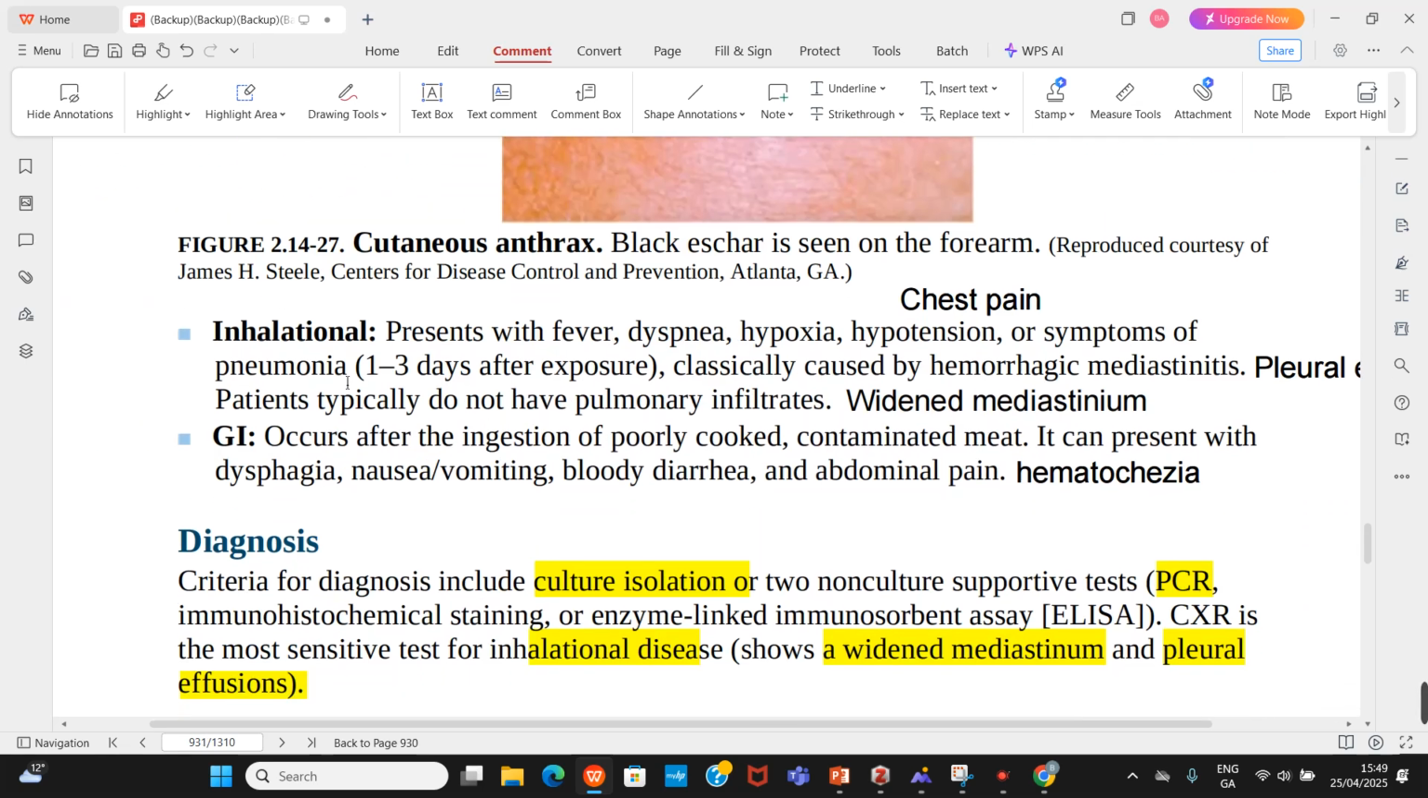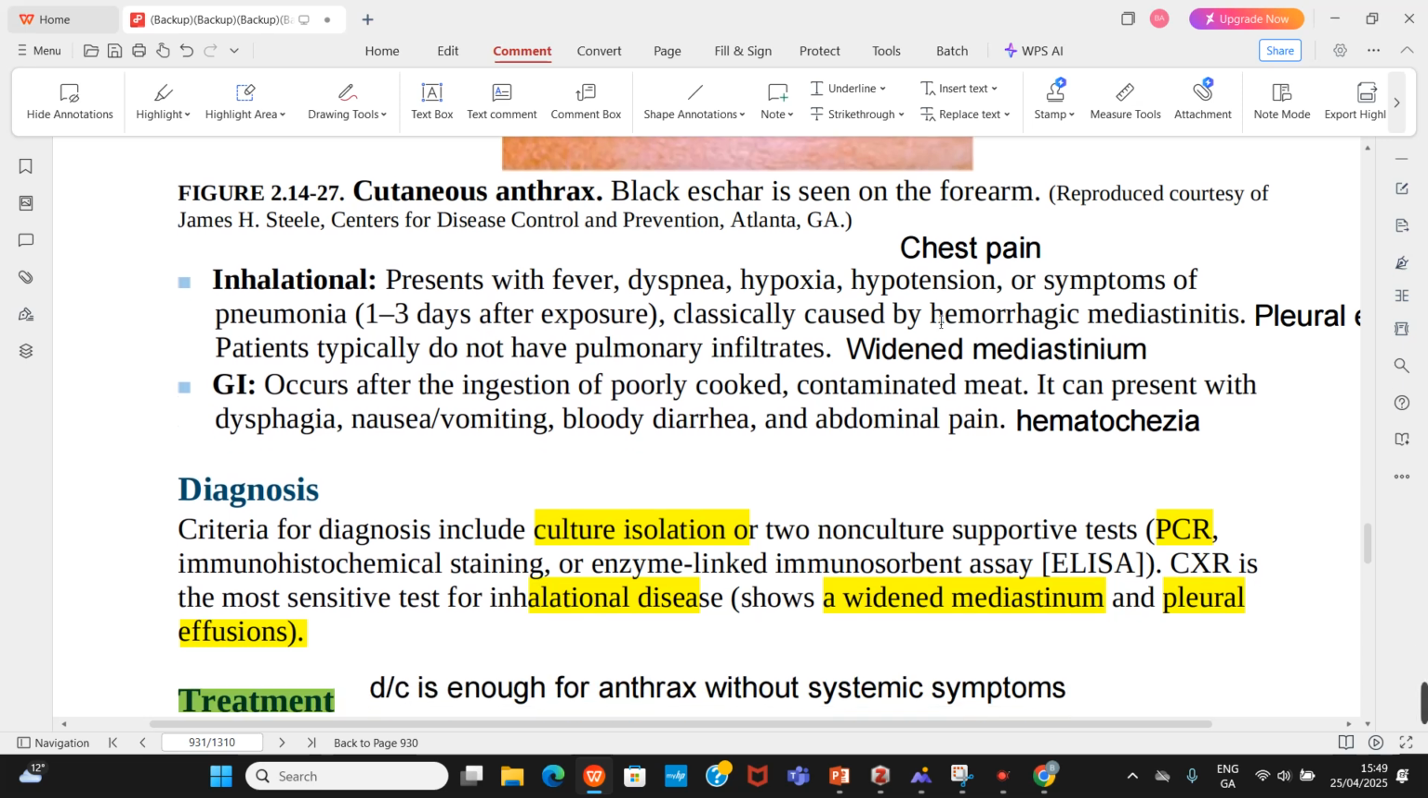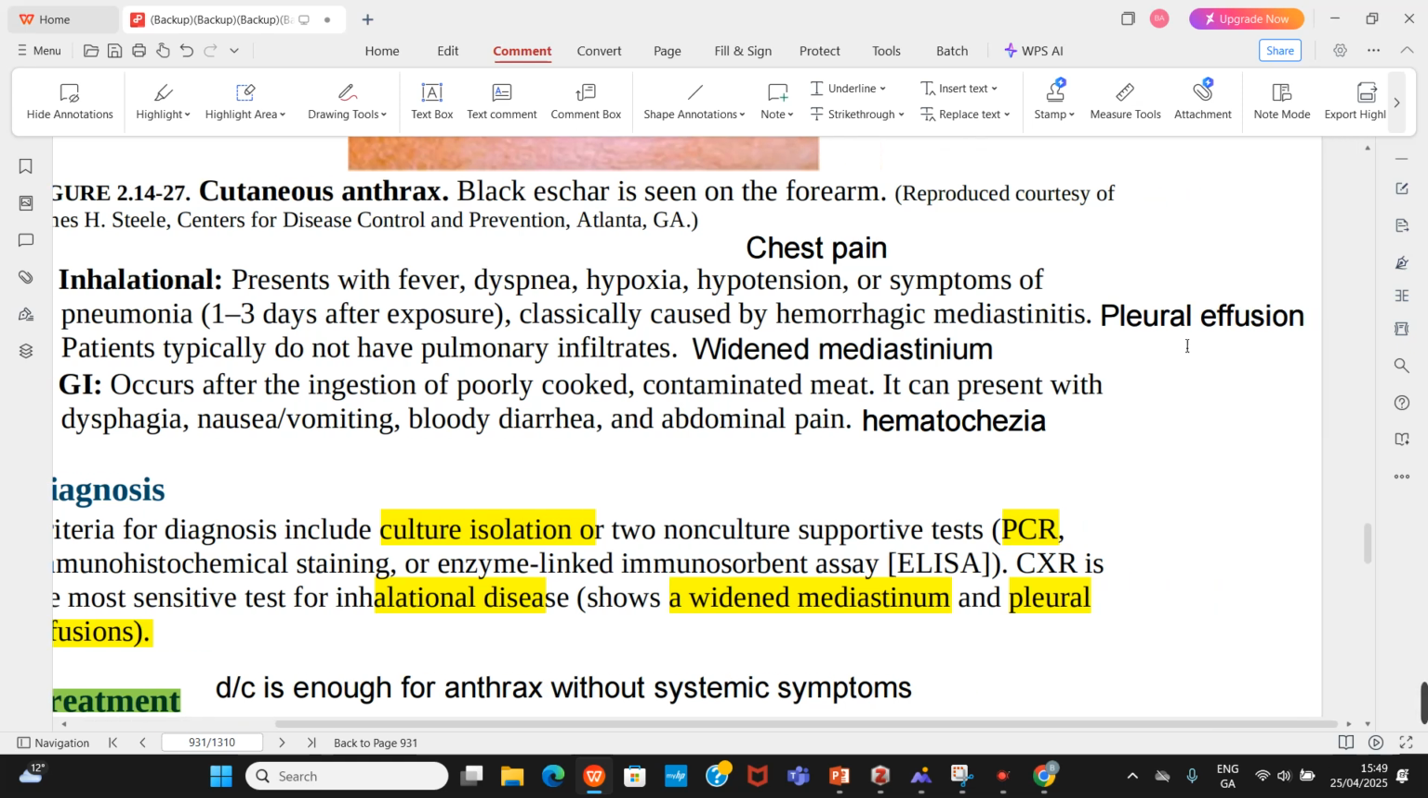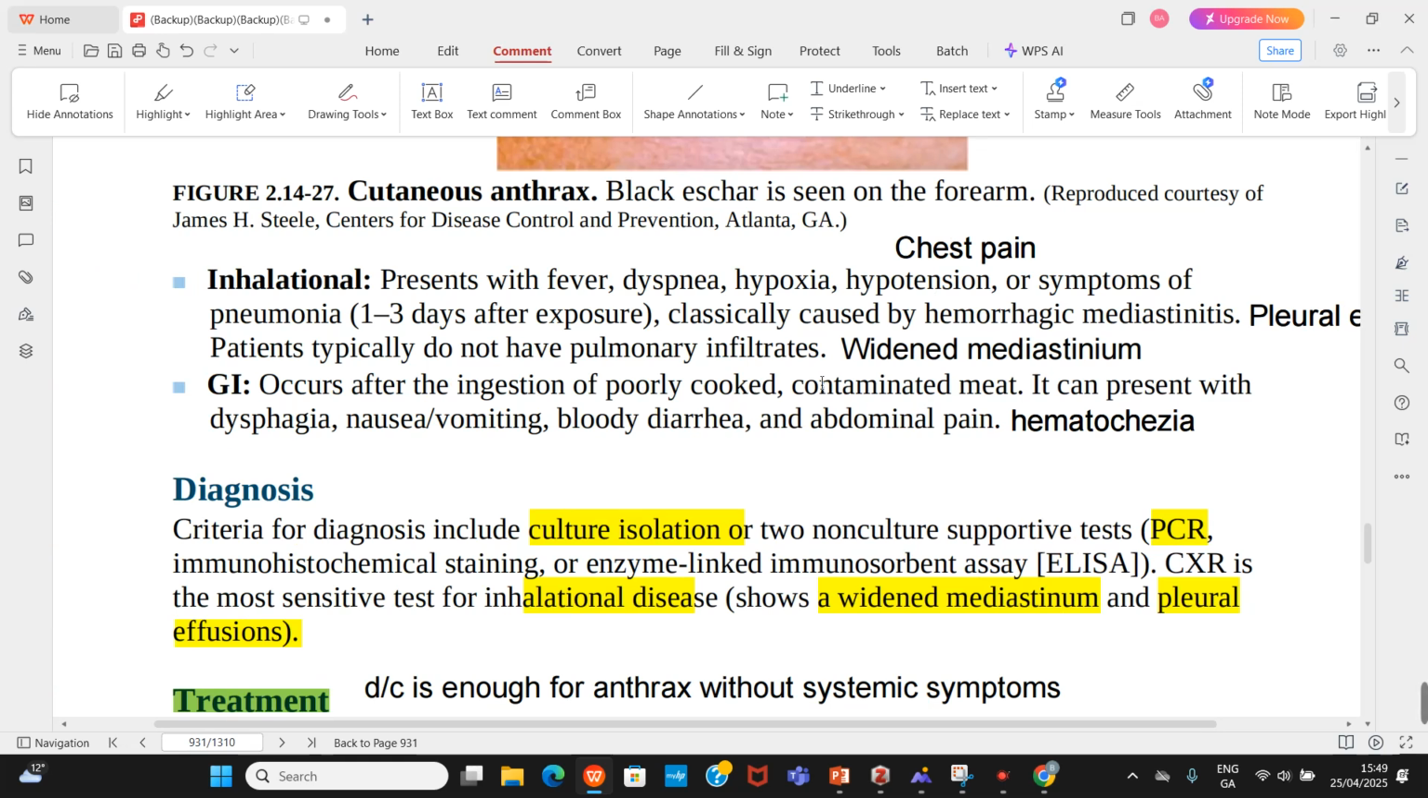So what about the inhalation now? When the spores get inhaled into the lungs, they start damaging the endothelial lining of the vessels of the lungs. So the person is going to be having hemorrhage, bleeding everywhere. The person is going to have chest pain, fever, hypoxia, then bleeding into the lungs, which is going to lead to pleural effusion, and of course, the mediastinum is going to be widening. They will not have any pulmonary infiltrate because there is no organism that is infiltrating. What is causing the entire problem is the spores. So there is no pulmonary infiltrate, but the mediastinum is going to widen because of the bleeding.